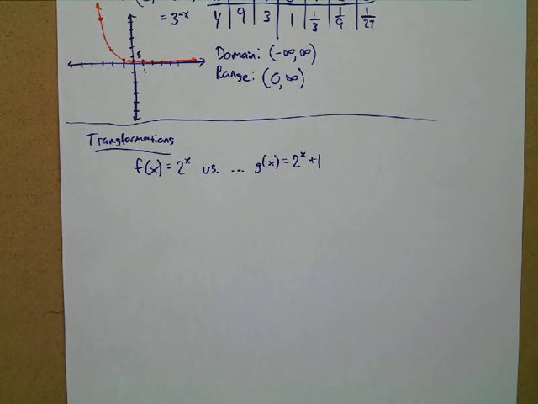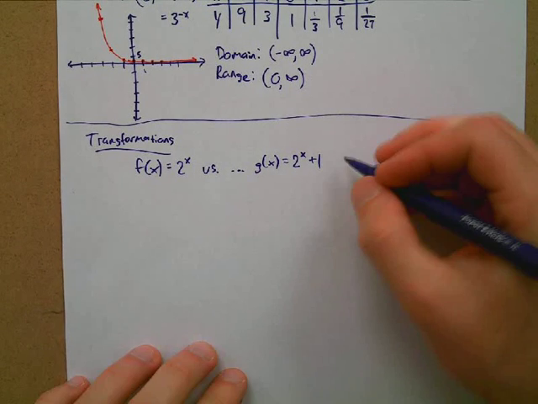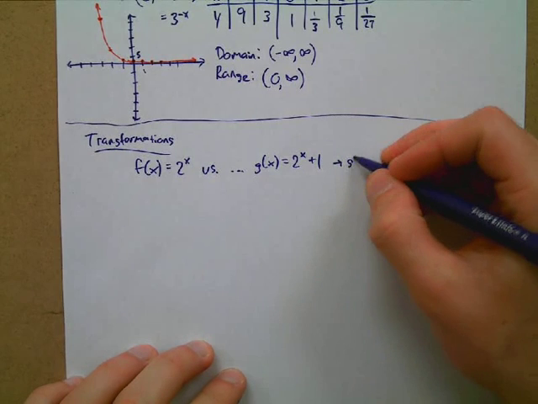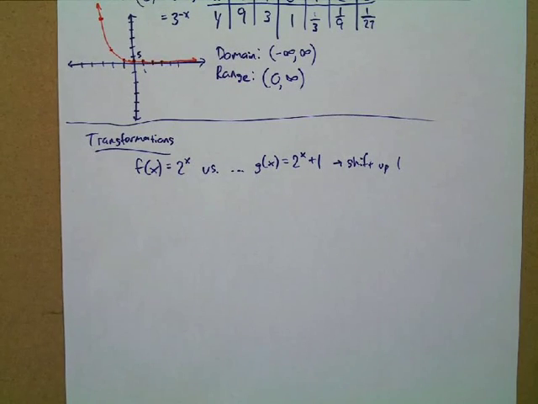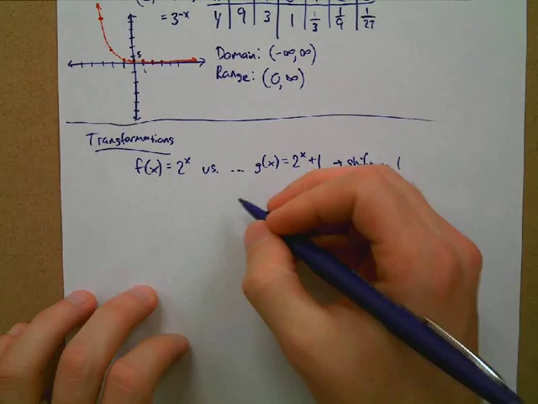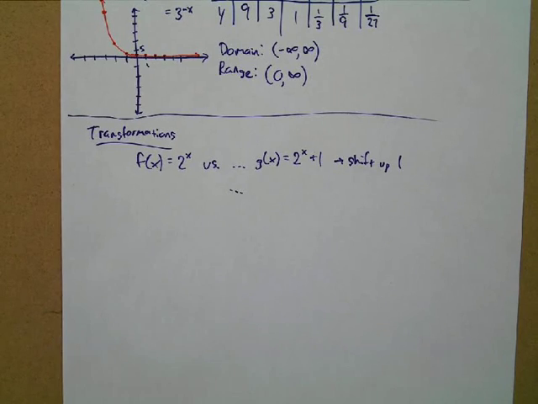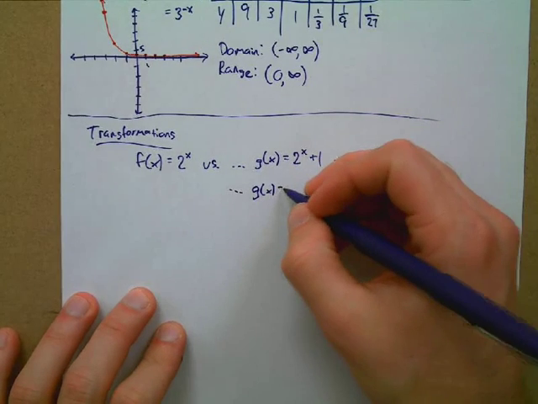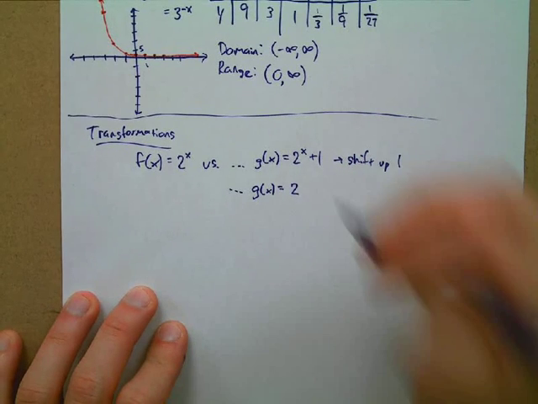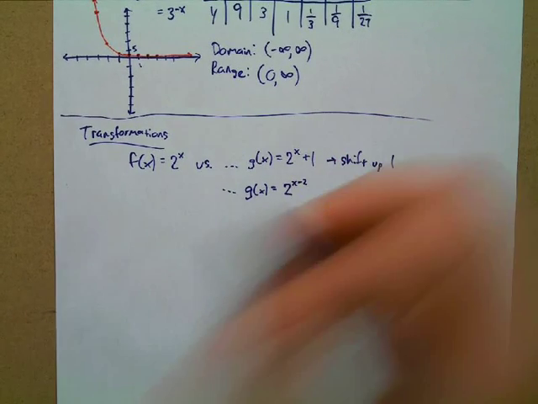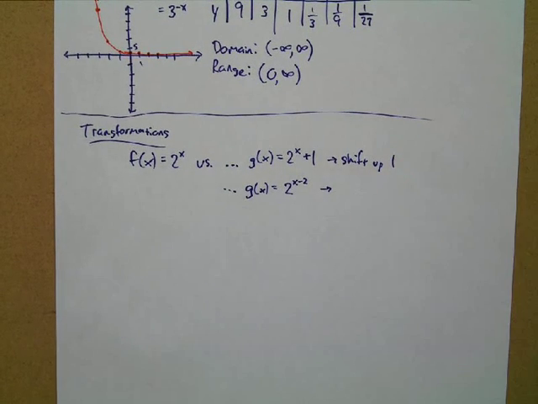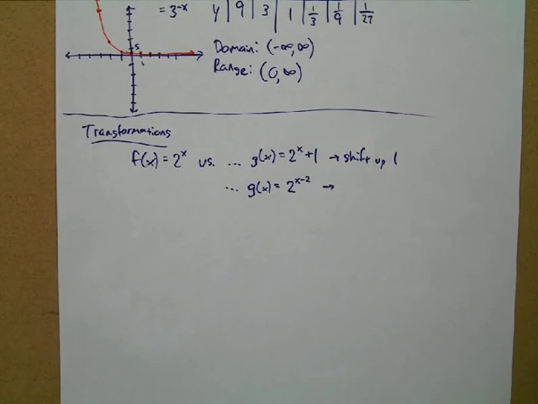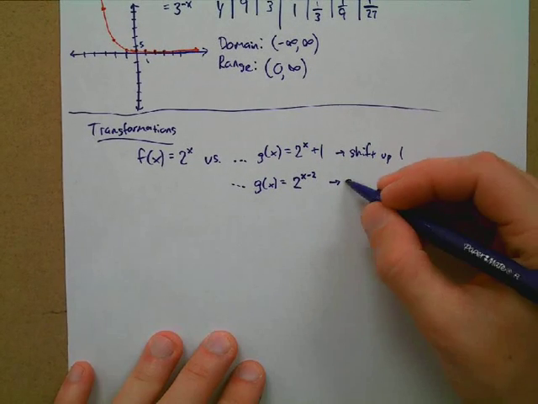Let's see here. If I have g of x equals 2 to the, and now I'm going to put an x minus 2 in the exponent. What kind of transformation is this? To the right. Very good. Shift right 2. Remember, when you have that number in with the x, it's the opposite of what you would intuitively expect. X minus 2, we think left 2, but really it's right 2.